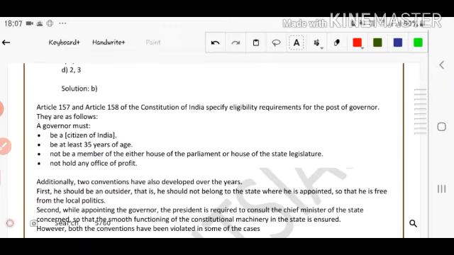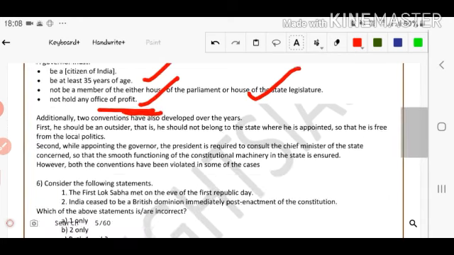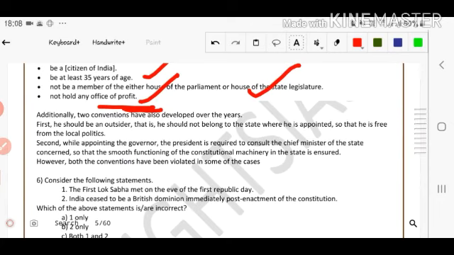Let us see. Article 157 and Article 158 of the constitution of India specify the requirements for the post of governor. He should be a citizen, complete the age of 35 years, not be a member of either house of the parliament, and not hold any office of profit, right? Additionally, two conventions have developed over the years. Number first, he should be an outsider, and there should be a cooling period for whatever position he already held in the past, so that he is free from local politics. Second, while appointing the governor, the president is required to consult the chief minister of the state concerned so that the smooth functioning of the constitutional machinery in the state is ensured.